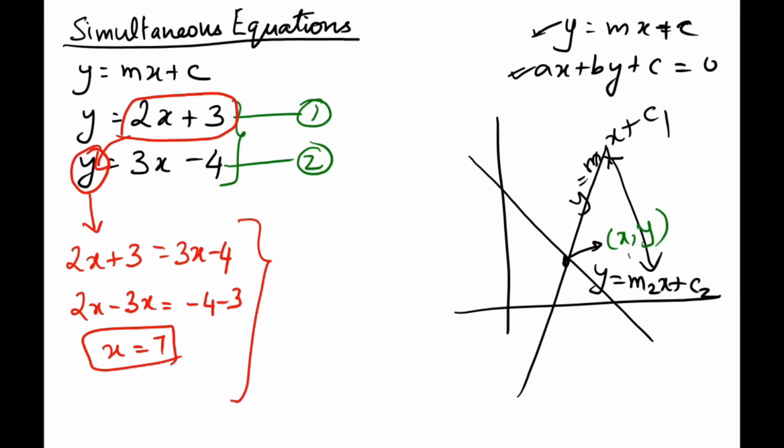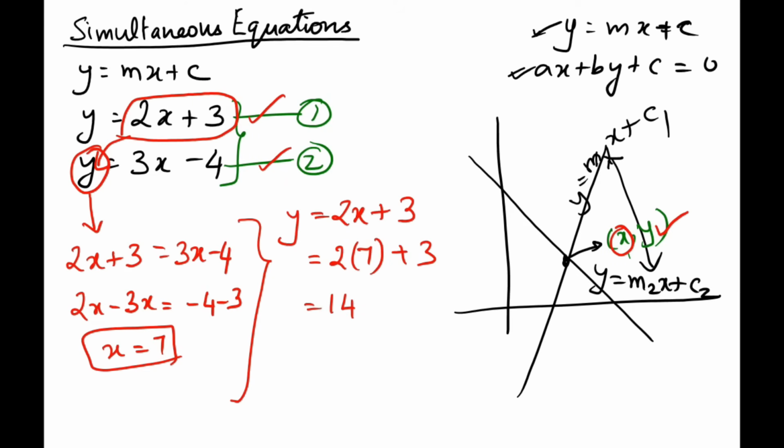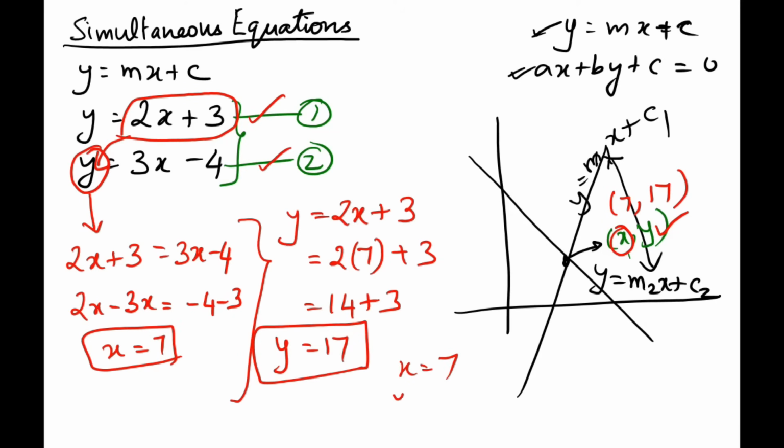Now, as I said, we are supposed to be finding x and y. We have just found x and we need to find y. To find y, we can use either equation 1 or equation 2, but for simplicity's sake, let's use equation 1. Whichever equation you consider, substitute the value of x that you got in the previous step, simplify and see what you are getting for y. In this case, we are getting y as 17, which means the point of intersection for this particular question is (7, 17), and the solution is x is equal to 7 and y equal to 17.